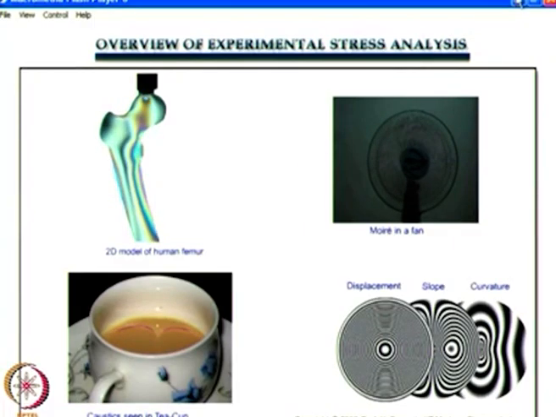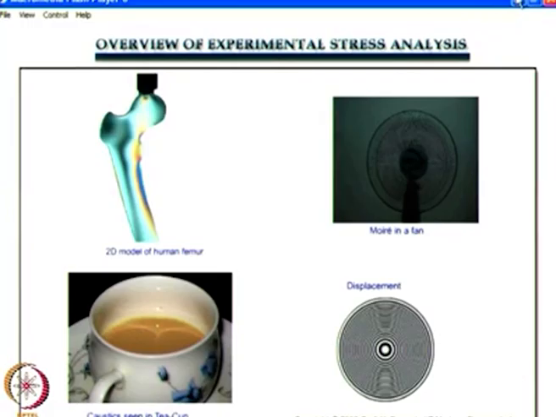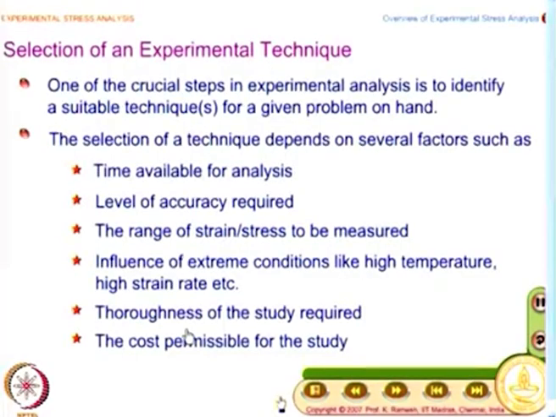And we have been discussing the selection of an appropriate experimental technique, and what we will do is go back and review what we have seen till now. One of the crucial steps in experimental analysis is to identify a suitable technique for a given problem on hand, and we have seen that it depends on several factors: time available for analysis, level of accuracy required, range of strain or stress to be measured, influence of extreme conditions like high temperature, high strain rate, etc.